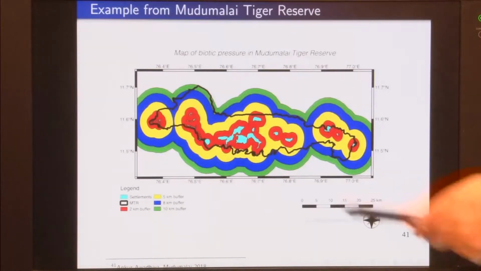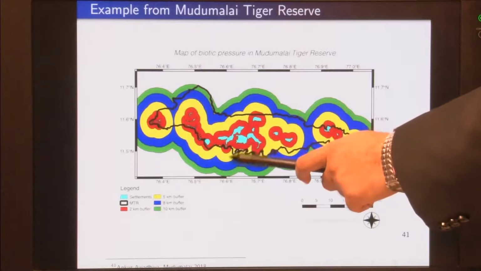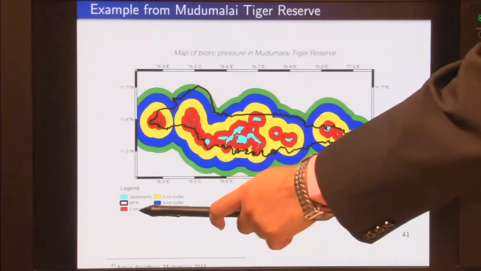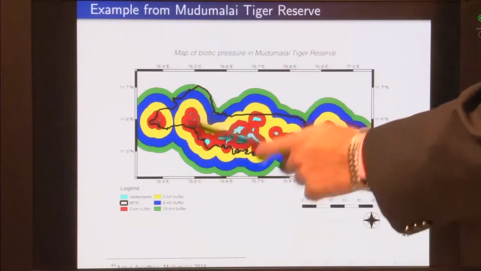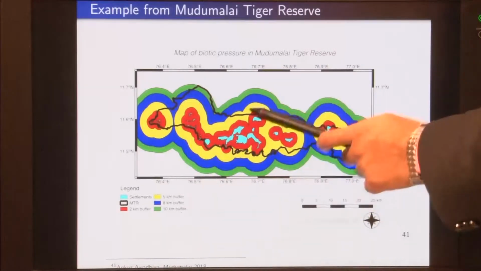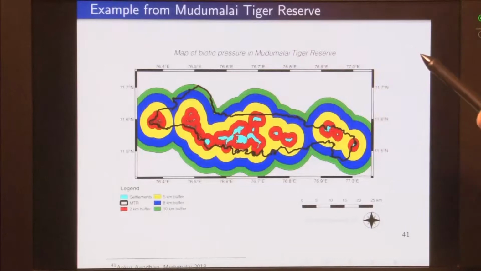Now, we created buffers around these settlements. The red colored buffer is a 2 kilometer buffer, then we have a 5 kilometer buffer which is blue, then an 8 kilometer buffer that is red, and then a 10 kilometer buffer that is in green. These represent distances from the settlements. As we can observe here, if we take a 10 km buffer, the whole of the tiger reserve is taken up by the biotic pressure.